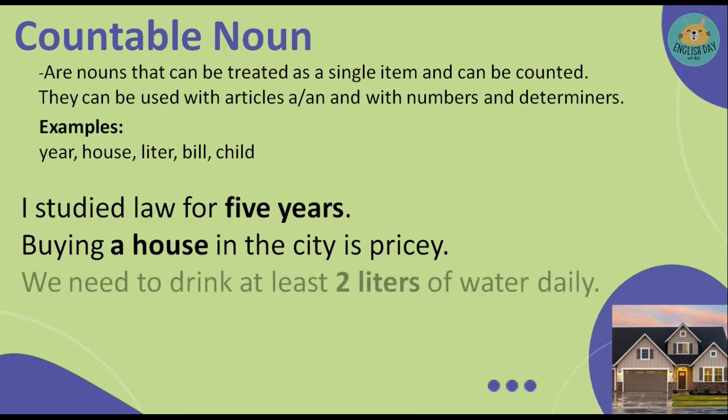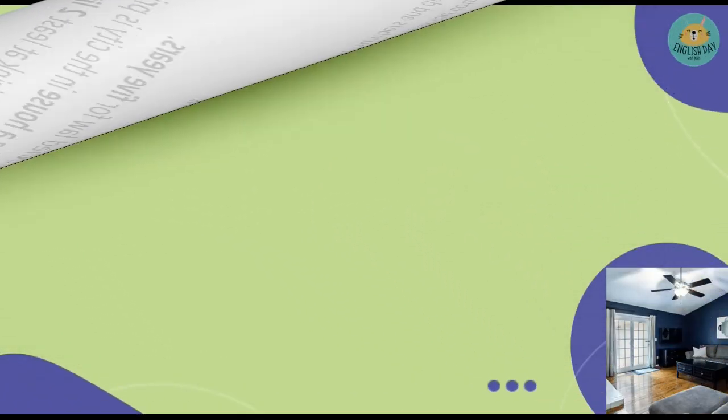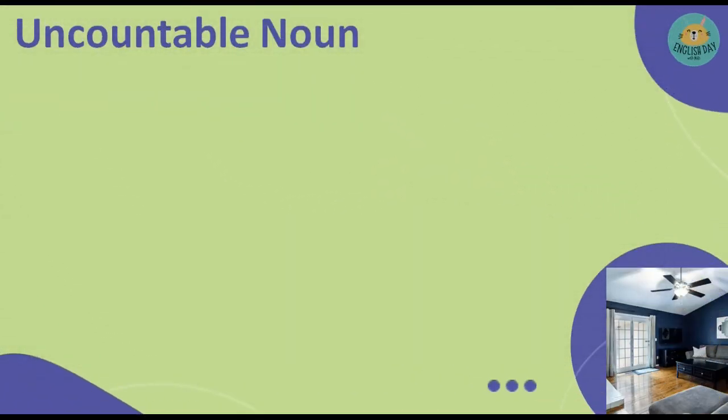Next, we need to drink at least 2 liters of water daily. So the same with the first sentence, we also have number to help us more for our countable noun liter. So it tells us how much water you have to drink. So 2 liters. Now let's move on to our last type of noun, which is the uncountable noun.